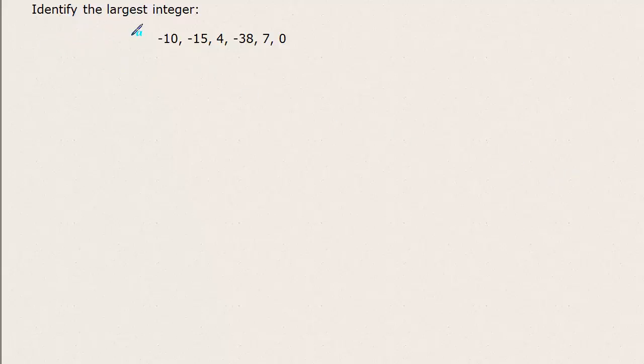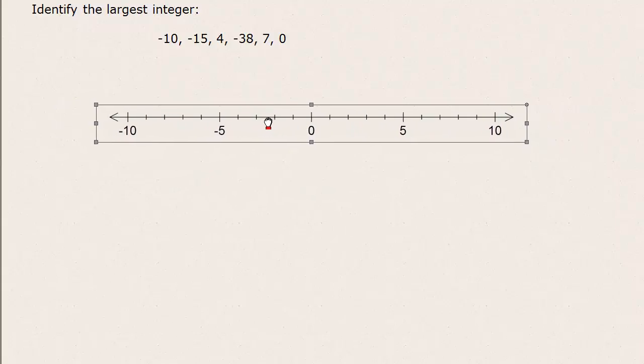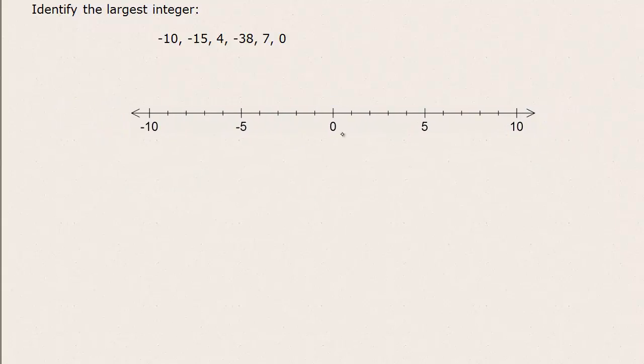We want to identify the largest integer in this list. That's exactly the same as finding the number that's furthest to the right on a number line. Larger numbers are across to the right.